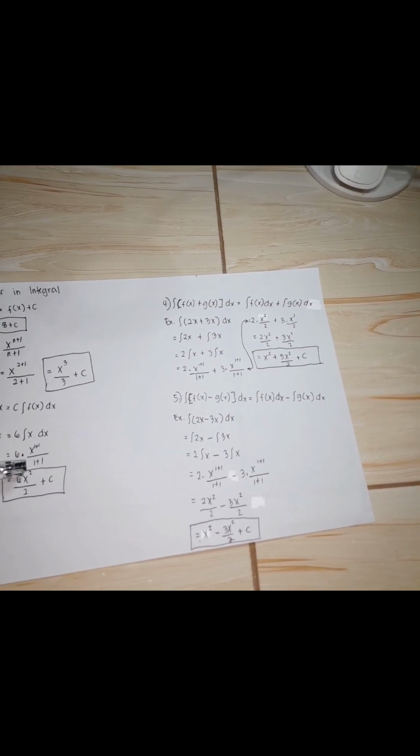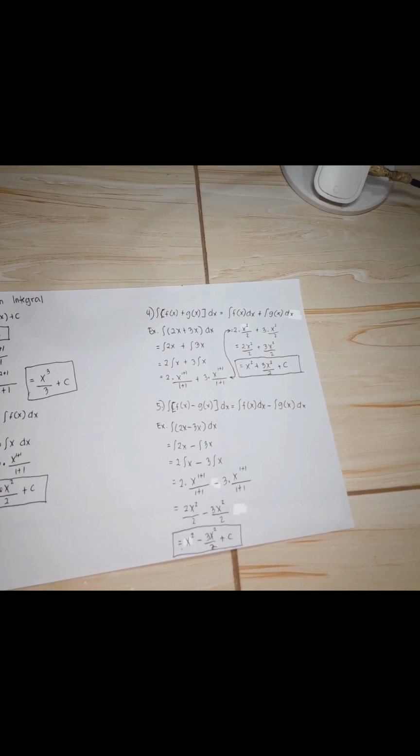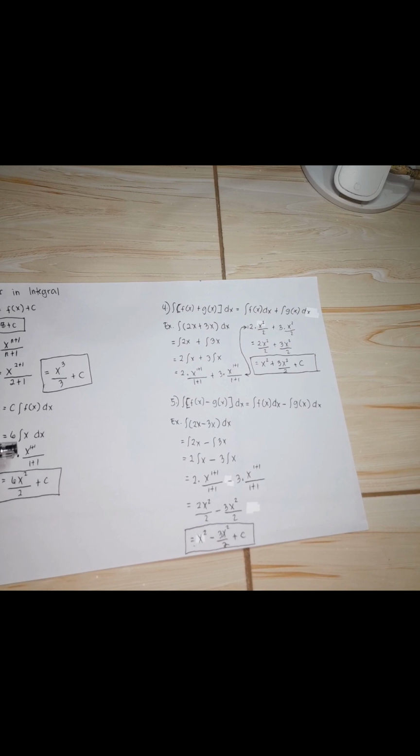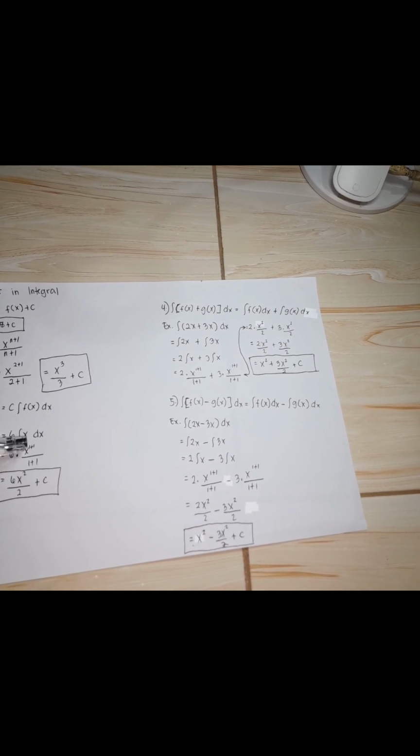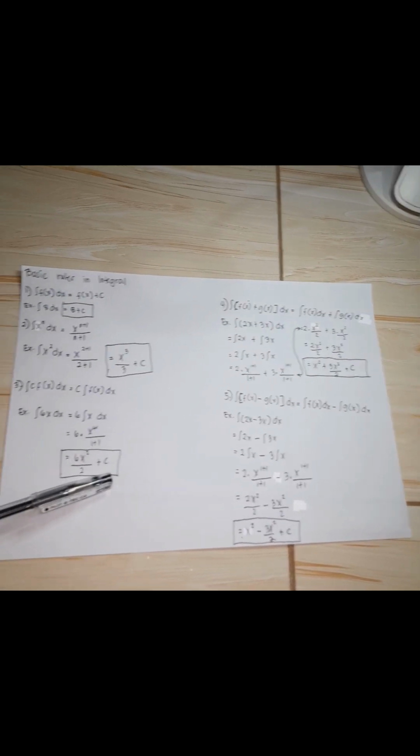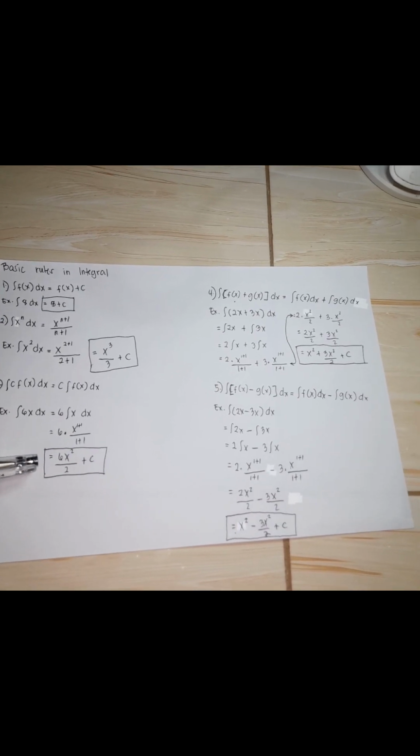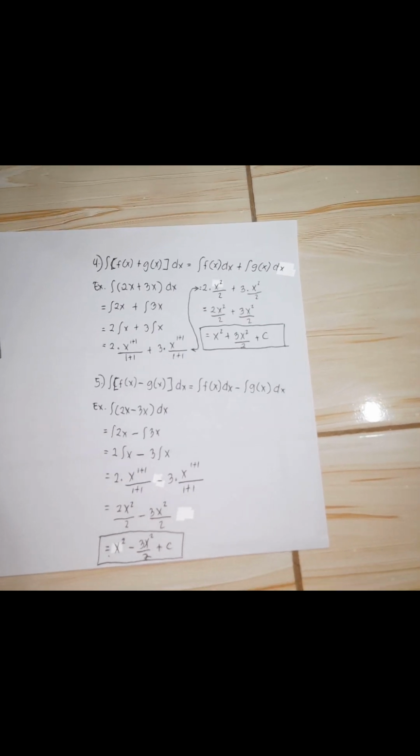So the integral of x: 1 plus 1, since x has an exponent of 1, so we have 1 plus 1. Then the same at the bottom, 1 plus 1, so we have 6 times x raised to the power of 1 plus 1, which is x squared, over 1 plus 1, which is 2. Then plus c, don't forget the plus c, the constant. So this is the answer. So let's proceed to number 4.